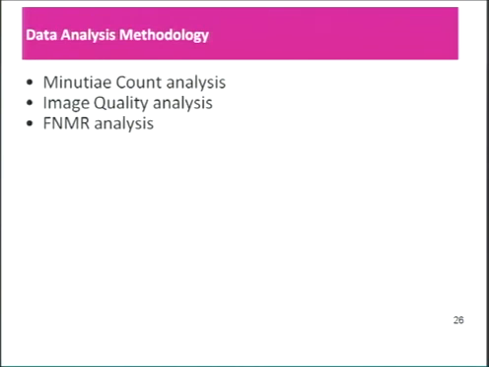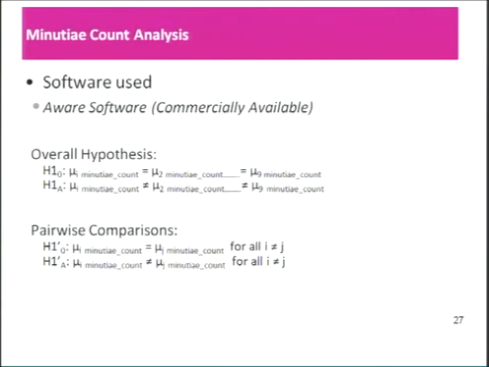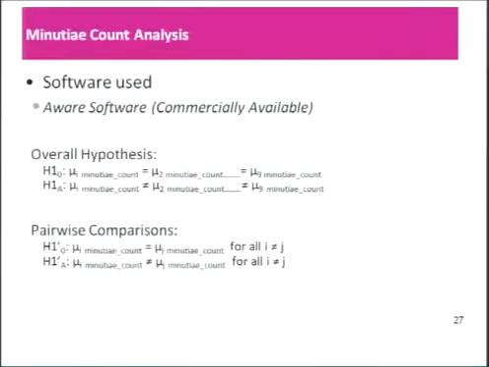So now going into the data analysis methodology, there were three main components. The first one was looking at the minutia count analysis. The second looked at the image quality analysis, and the third was the false non-match rate analysis. For the minutia count analysis, we used a commercially available software, and the hypothesis that was tested was that minutia count for the data sets collected using these 9 sensors was statistically similar. That was the null hypothesis, and the alternate hypothesis was that the minutia count for the 9 different data sets was not similar.